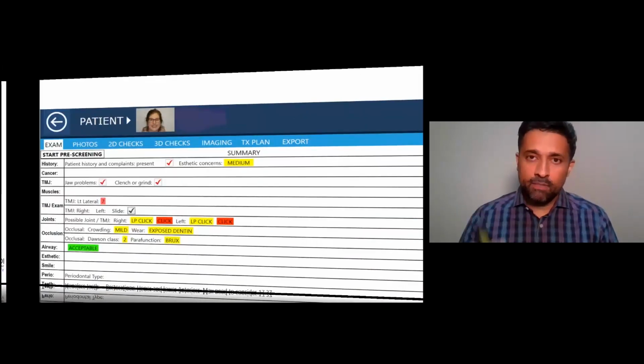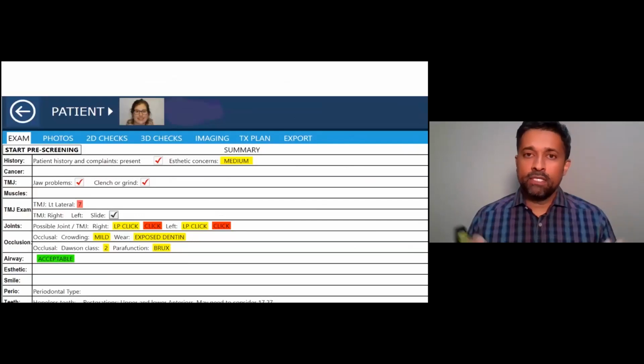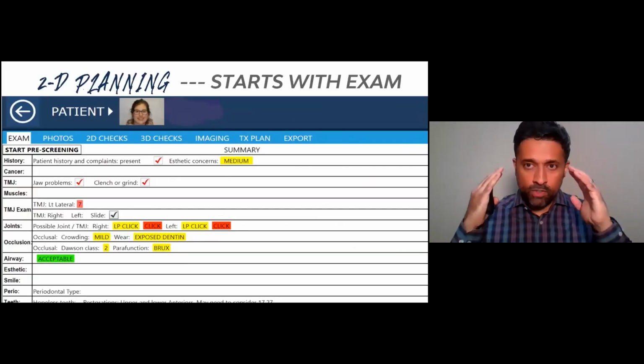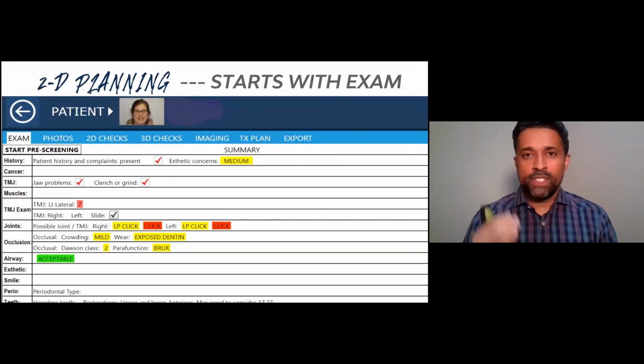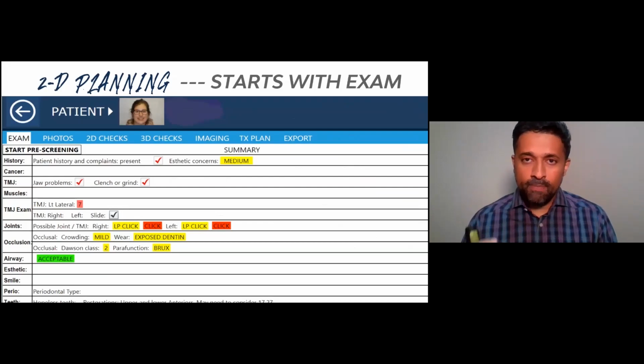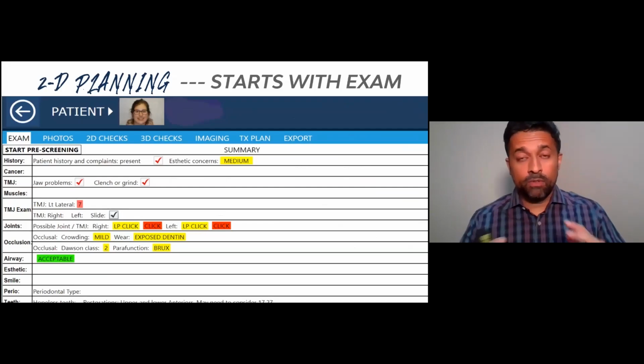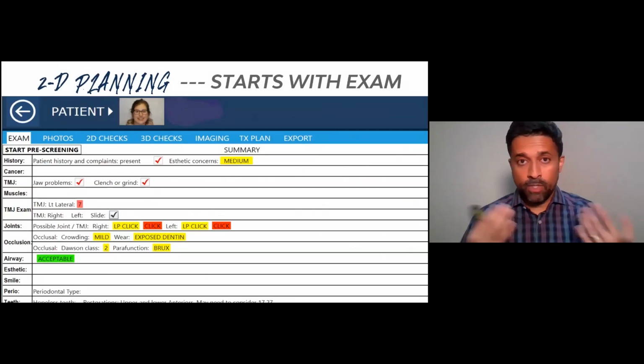So now we're going to get into the planning. The first step with your planning is your 2-dimensional planning, where you're doing a very detailed exam and looking at photos. We take a series of 21 photos, and we'll analyze those later. But everything with our 2D planning starts with a very thorough new patient exam.